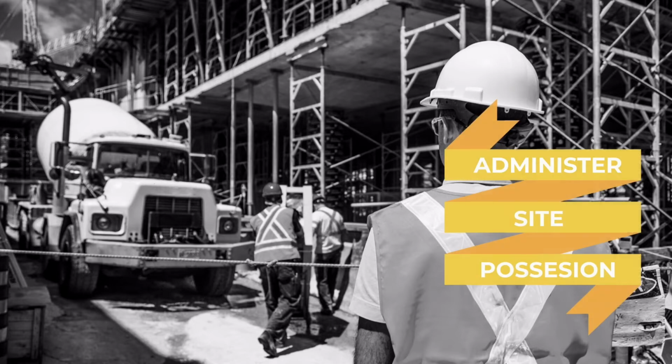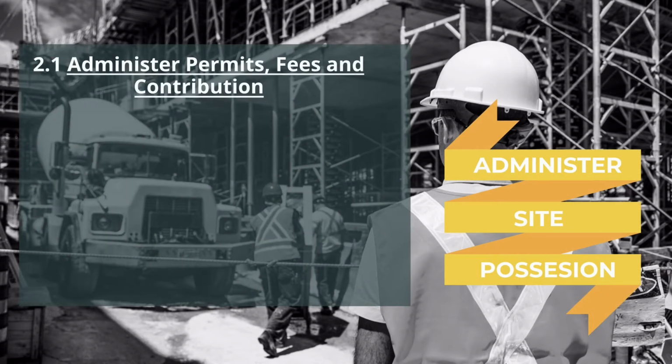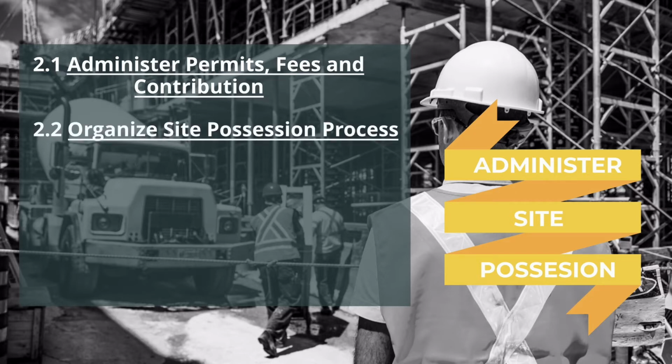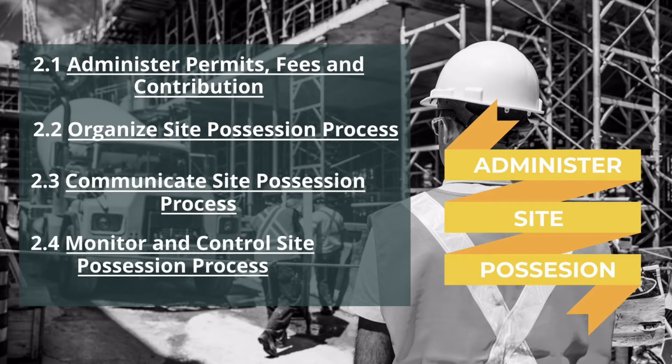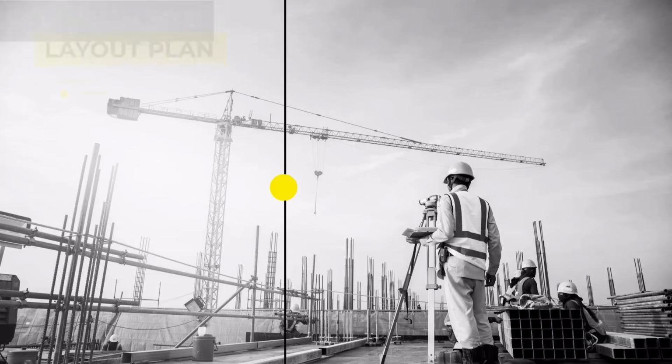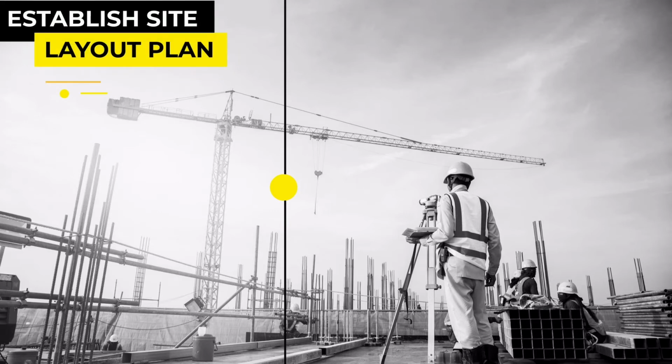Next is administer site possession phase that consists of administer permits, fees, and contribution where employer needs to take into account employees' permit, levy, and living quarters. Secondly, organize the site possession process to supplement and verify site information. Next is communicate site possession process to project implementation team to develop a project execution plan. Lastly, monitor and control site possession process to ensure that the construction works can start early and smoothly without any obstacles or restrictions. And the most important part in site mobilization is establish site layout plan.